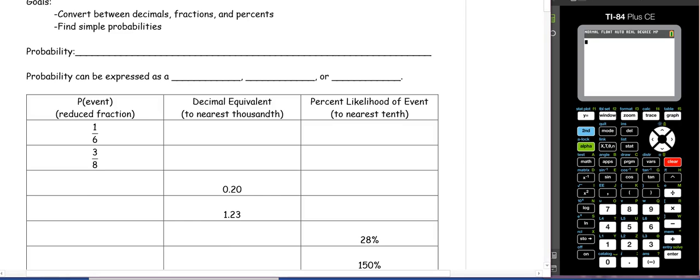This video is about converting between decimals, fractions, and percents and finding simple probability. So probability is the outcome or the chance an outcome will happen. Now there's three ways that we can write probability. We can write it as a fraction, as a decimal, or as a percent. So we're going to first practice moving between the three forms.